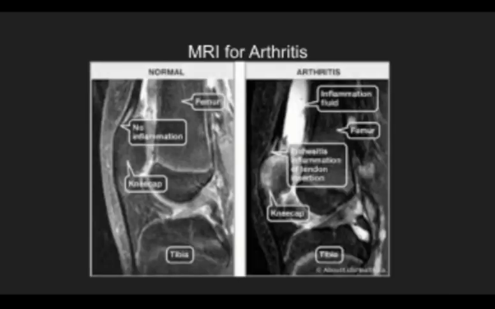This slide shows an MRI scan of a healthy knee versus a knee affected by RA. The MRI shows a buildup of fluid produced by the body to try and combat the inflammation caused by the breakdown of joints and bone erosion in the knee.